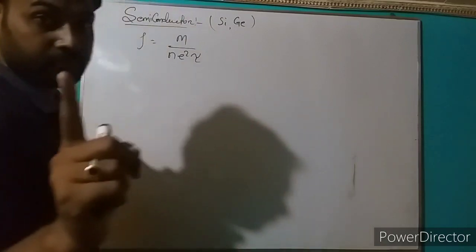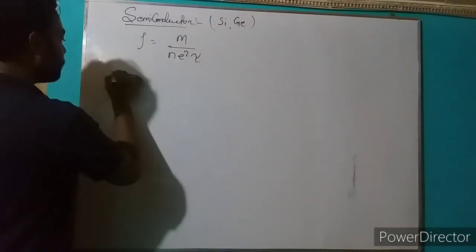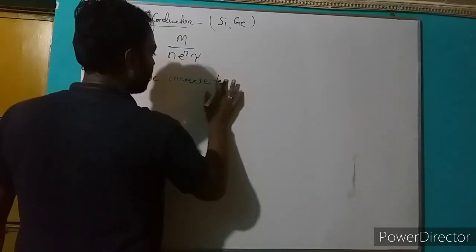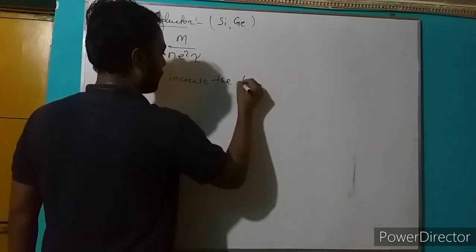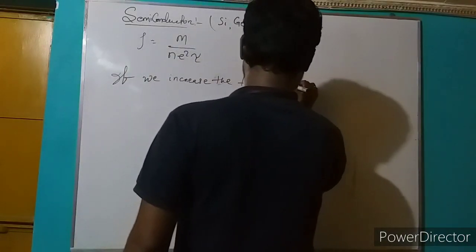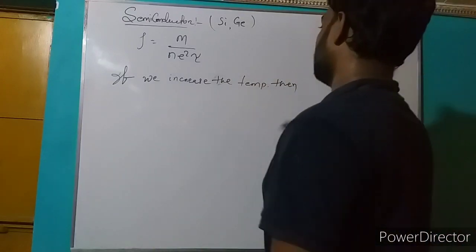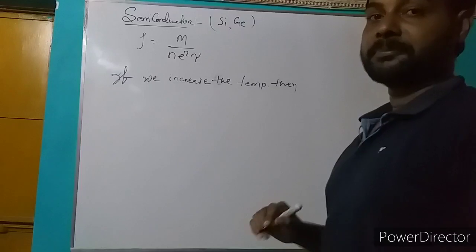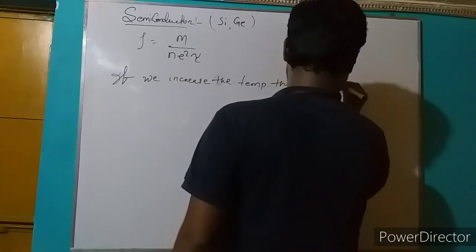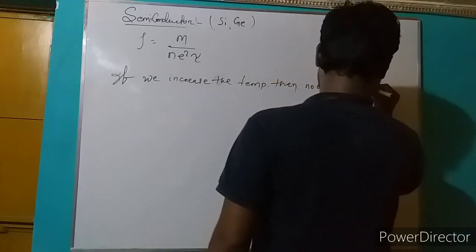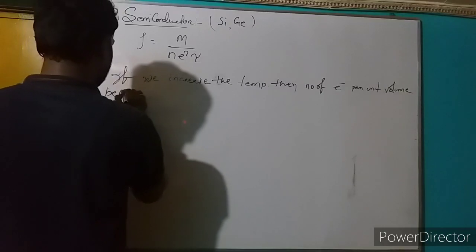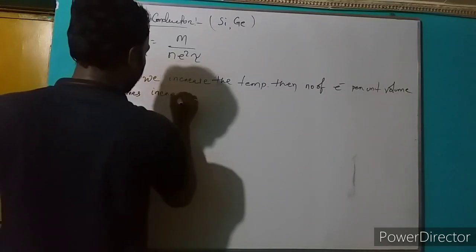Now this is the very important thing, please note it. So if we increase the temperature, then the electron density, that means the number of electrons per unit volume, increases. Clear?